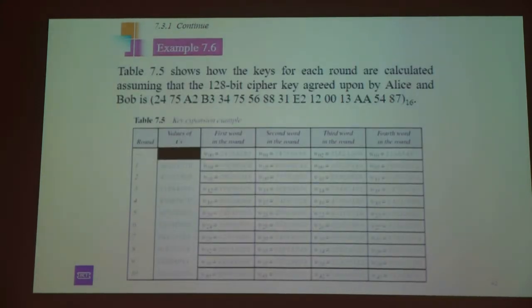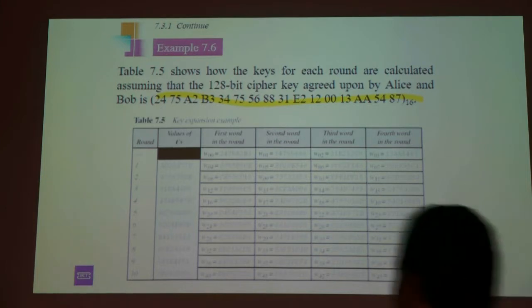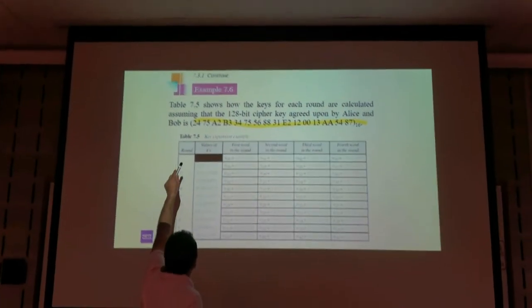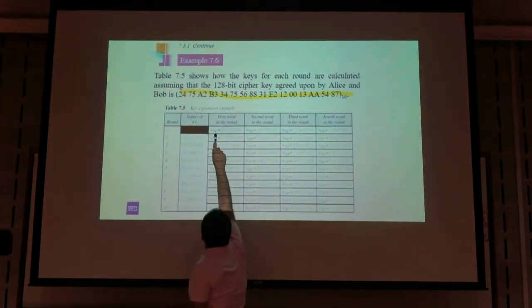Let's take a look at this, which shows how the key for each round is calculated, assuming a 128-bit cipher key. So this is the key. What is the size of this key? 128-bit, you agree? Okay. Right away, tell me what is W0? The first 4 words from the key. What are the first 4 words? 24, 75, A2, B3. And that's word 0.